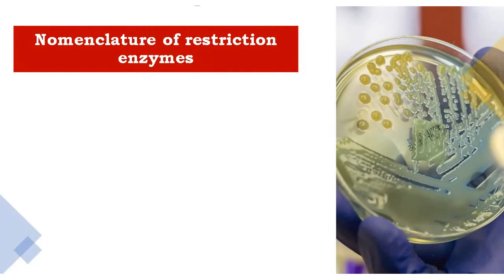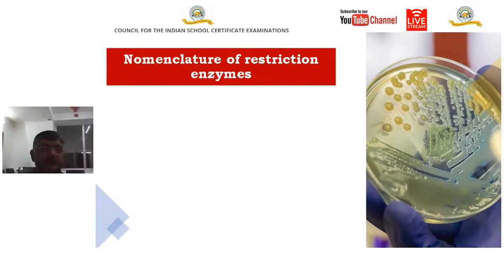Now there are a variety of restriction endonucleases, as I told you. Several hundreds of them are available. So we have to know them. We have to give them names. And there is a specific system of nomenclature. That system of nomenclature is uniformly followed all over.